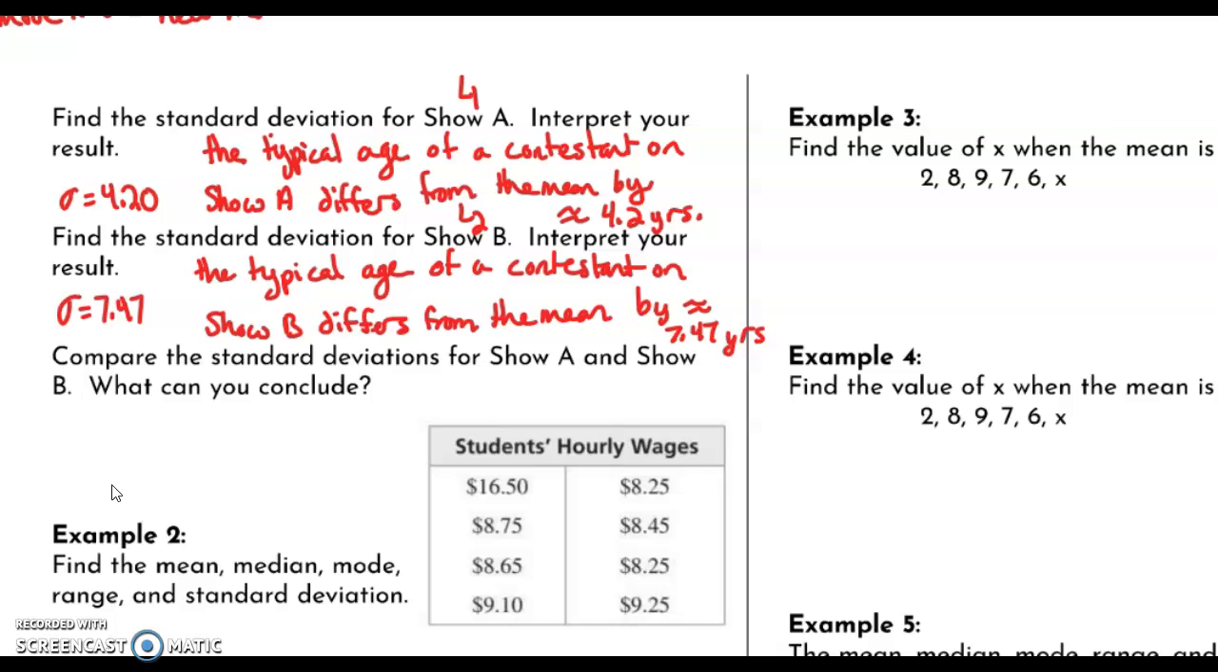So compare the standard deviations for show A and show B. I'm going to use the symbol for standard deviation. So the standard deviation for show B is bigger. I'm going to say greater. That's a good word. So since it's bigger or greater, it means the ages are more spread out on show B.